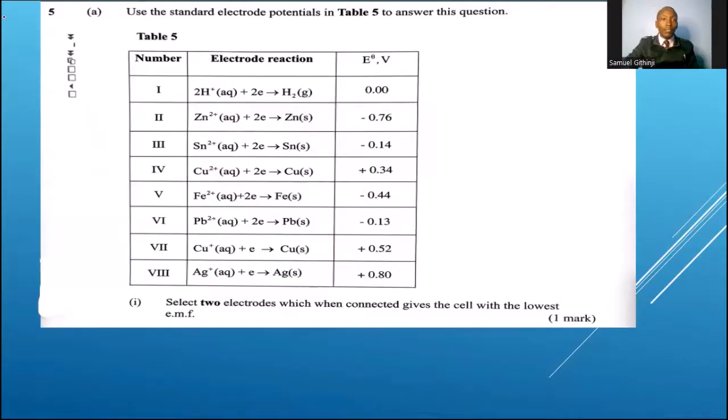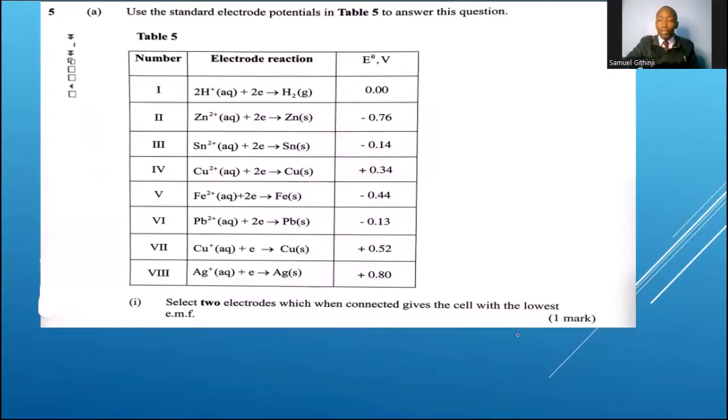Question number 5. There it is. You're given a table. These are questions on electrochemistry. You're given a table with some half cells numbered 1 all the way to 8. The electrode potential is given, the half cell equation, and the E values. The student was supposed to select 2 electrodes that give the lowest EMF.